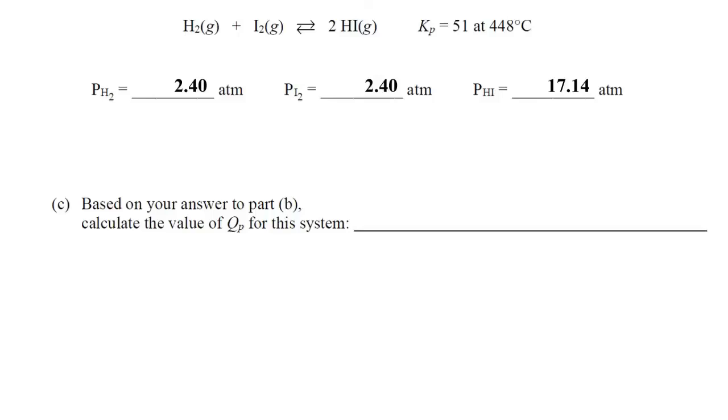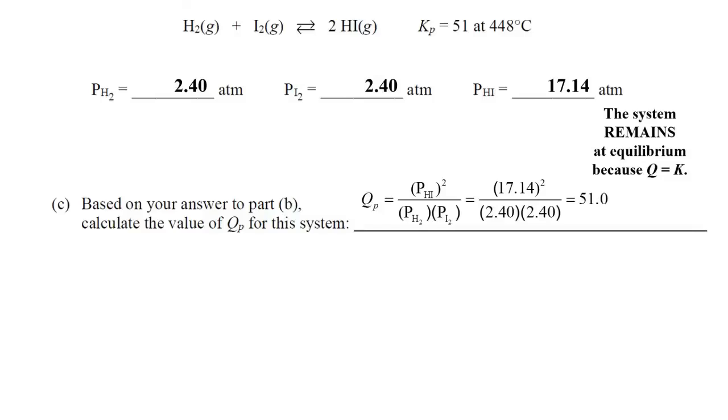Based on your answer to part B, let's calculate the value of Qp. So we have products over reactants, 17.14 squared divided by the product of 2.40 times 2.40, and interesting, the system actually remains at equilibrium because we just got a value of 51, so Q equals K. Now, if that's confusing, take a close look at the total number of moles of gas on the left. So we have 2 moles of reactants, 2 moles of gas on the left, and we have 2 moles of products, 2 moles of gas on the right.